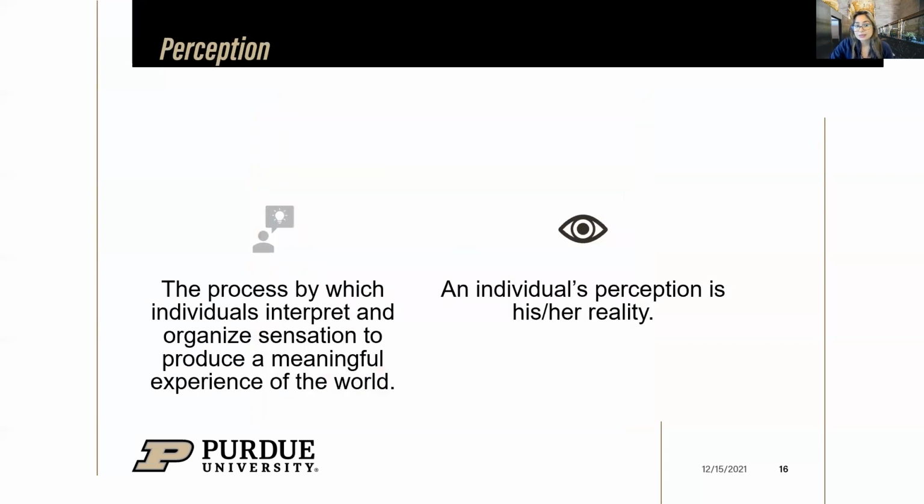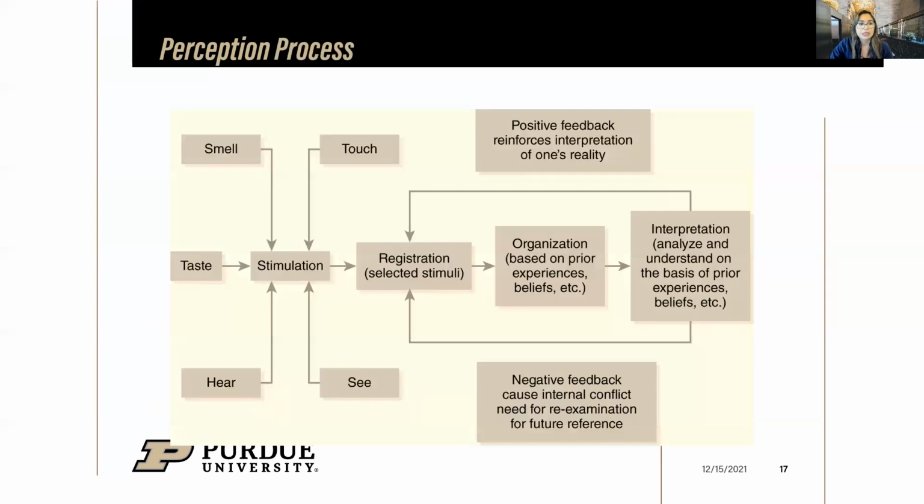Perception. Now, what exactly is perception? The process by which individuals interpret and organize sensation to produce a meaningful experience of the world is perception, or basically it is an individual's reality. So whatever is our reality is our perception. The perception process basically consists of 4 different stages. The first stage is stimulation, in which various different stimuli are received about a particular thing or a person or a job. And these stimuli reach us through the 5 senses that we have.